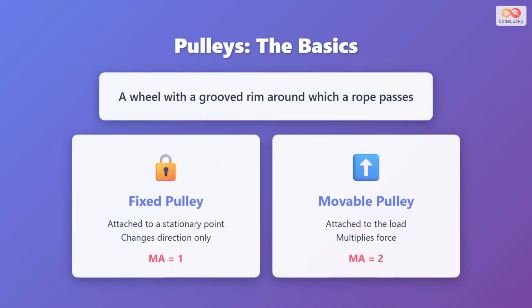A pulley is a wheel with a grooved rim around which a rope passes. Pulleys come in 2 basic types. A fixed pulley is attached to a stationary point and only changes the direction of the force, giving it a mechanical advantage of 1. A movable pulley, however, is attached to the load itself and multiplies the force, providing a mechanical advantage of 2. This means you can lift an object using half the force.